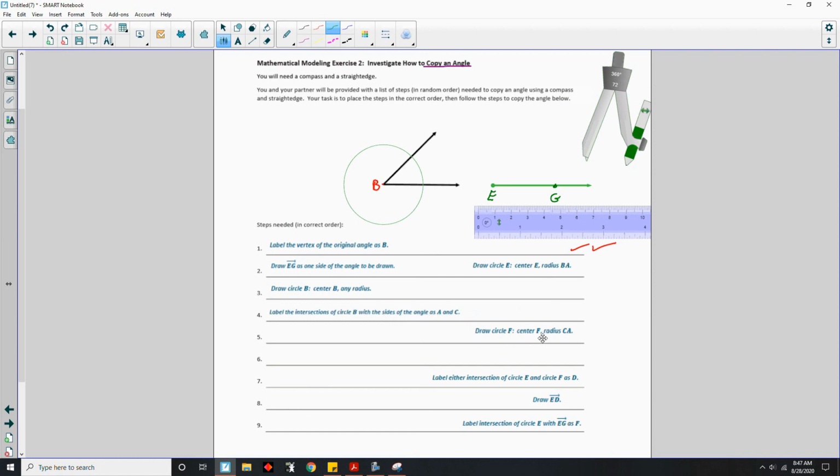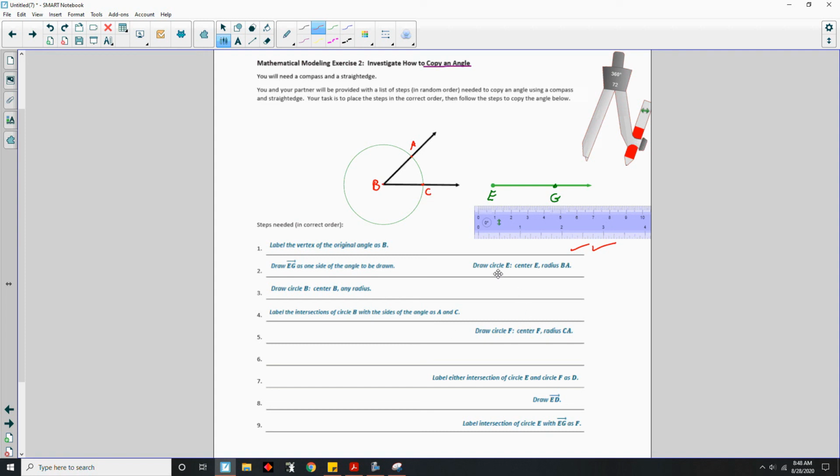Draw circle F, center F. There is no F. Label either intersection of circle E and circle F. No, can't do that. Draw ED. I could draw ED now, but I wouldn't guarantee that it'd be the same angle measure as this, so I can't do that yet. And intersection of circle E, there is no circle E, so this is the only thing I can do now. So label intersections of circle B with sides of the angle as A and C. So that means put a dot here, call that A. Put a dot here, call that C. Done.